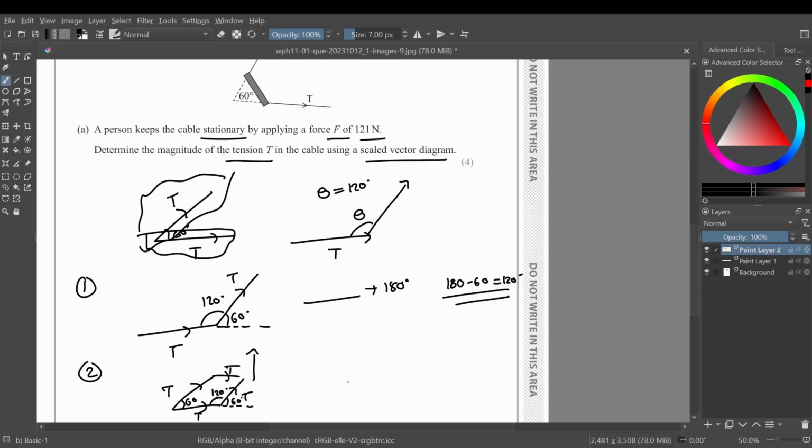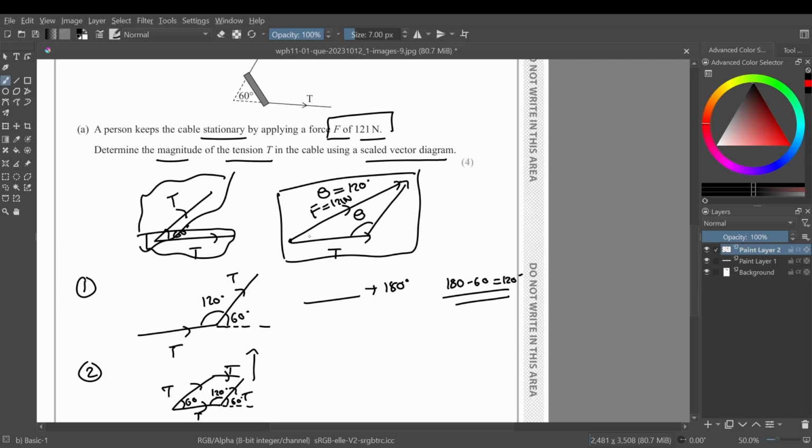The parallelogram method. Okay, so now what we will do is we will try to make this rough idea of force, which is F, the resultant force, from the tail of the first line till the head of the second line. This is your F, which is 121 newton. Now how to draw a scale diagram? This is your rough idea. Now how to draw the scale diagram and find the magnitude, or basically the value, of the tension?